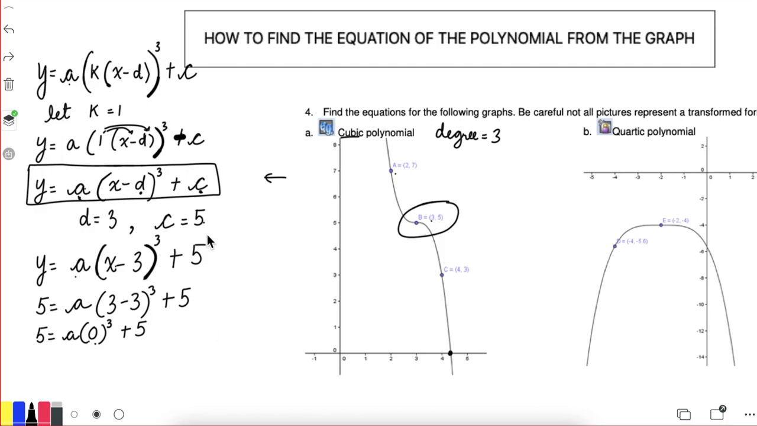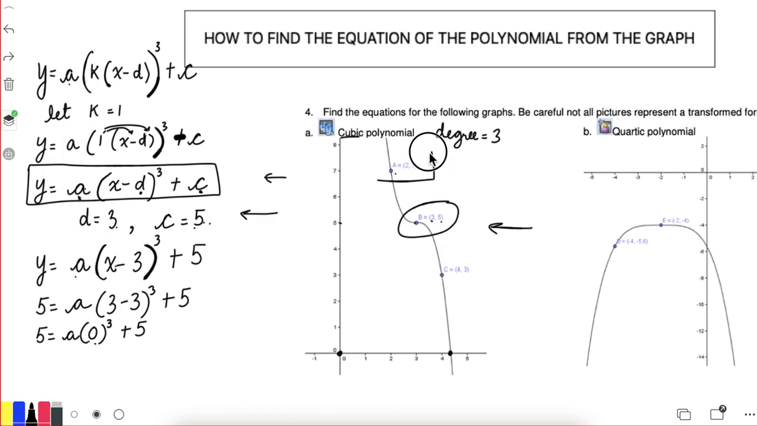Let me tell you, because remember that we already used this point, 3 and 5 here, because the 3 was the d value here and the 5 was the c value. Because we were shifting, because the saddle point was here, we were shifting up by 5 units and moving to the right by 3 units here. That's why we already used this point here, so we cannot use the same point one more time in the equation.